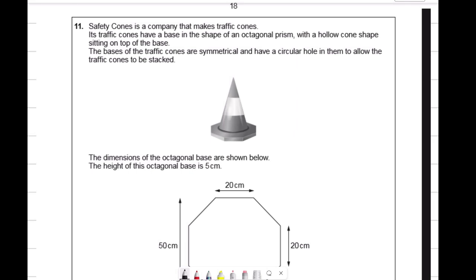We will go over question number 11 for summer 2023. This is the Numeracy non-calculator exam. Let's read it together here.